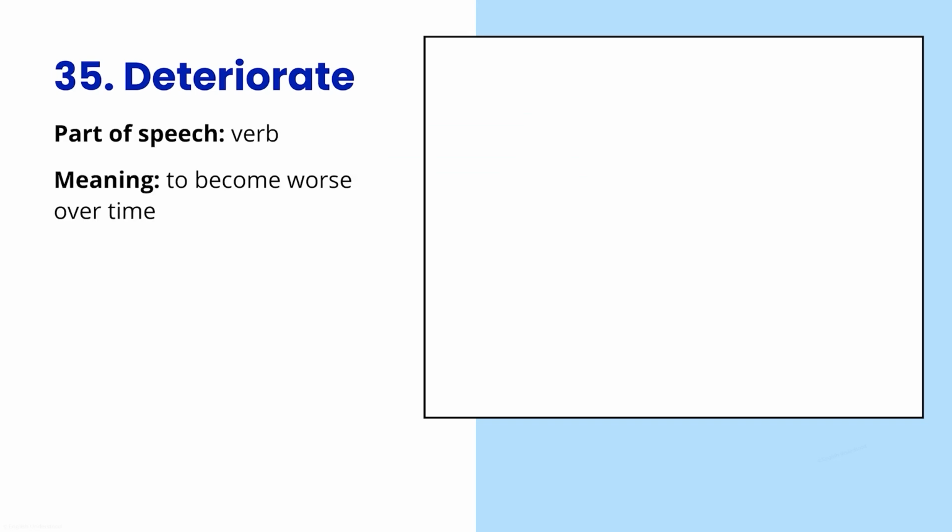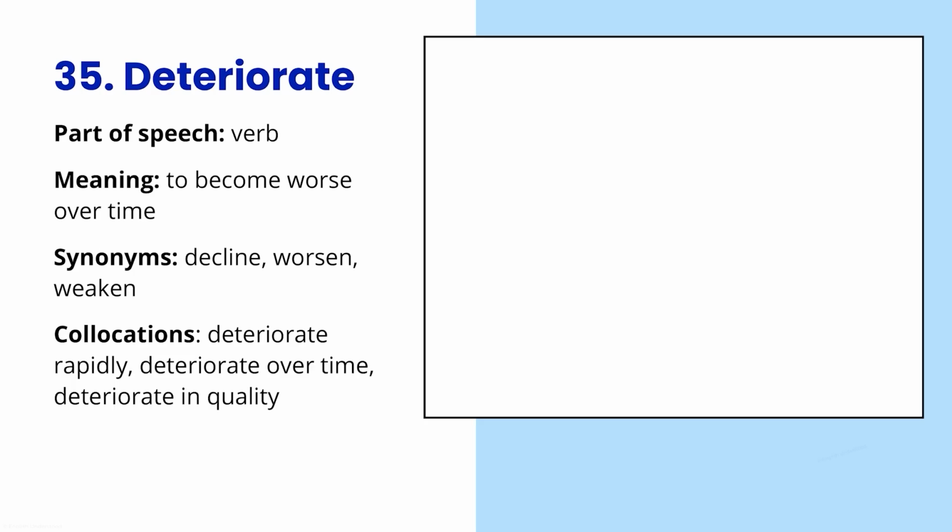Moving on to 35, which is deteriorate. Deteriorate is a verb and it means to become worse over time. Synonyms: decline, worsen, weaken. Collocations: deteriorate rapidly. So this means to become worse very quickly. Deteriorate over time. So this means to become worse as time goes along. And deteriorate in quality. So this means that the quality becomes worse.